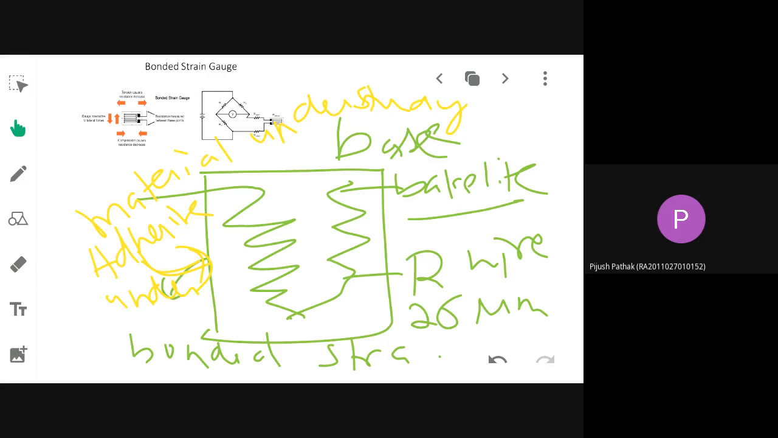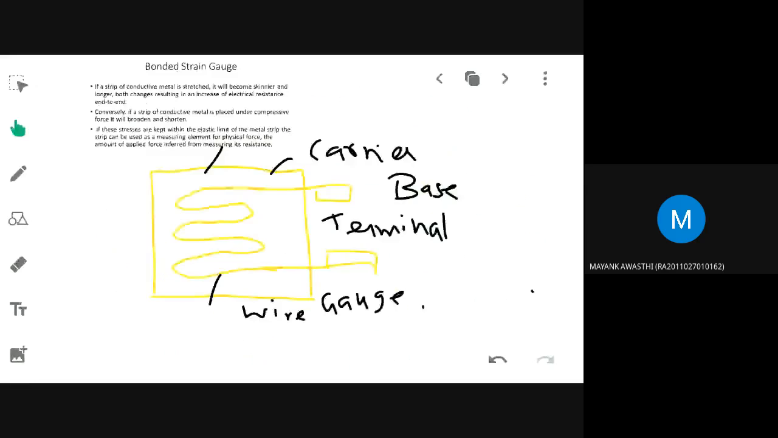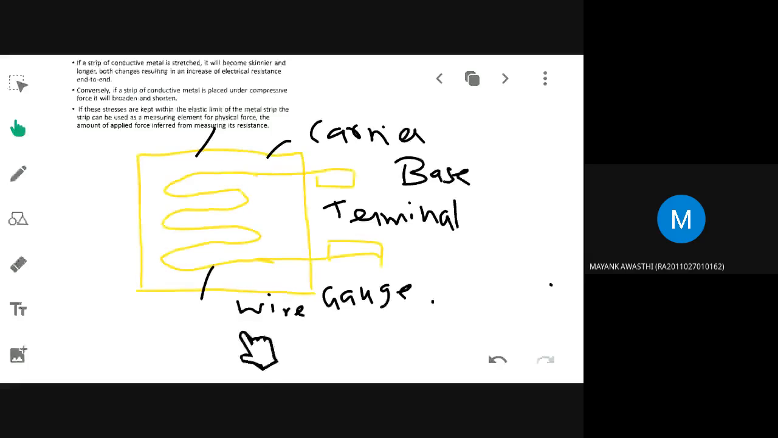Okay, and this strain gauge is called what type of strain gauge? Bonded strain gauge. Okay, so many different shapes are possible. That earlier one that you discussed is the star gauge. This will be called a wire gauge, but the arrangement is always the same.